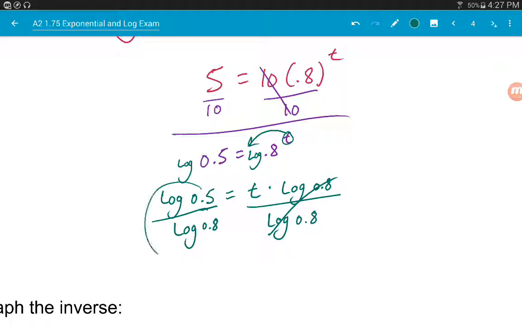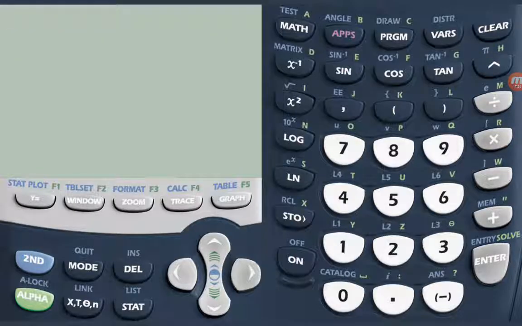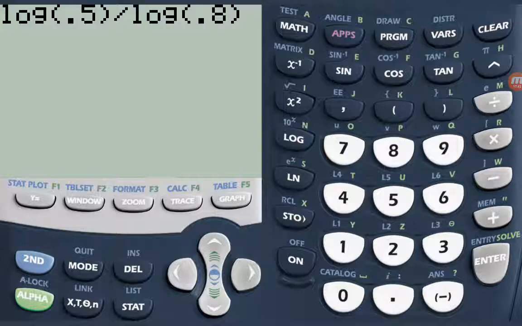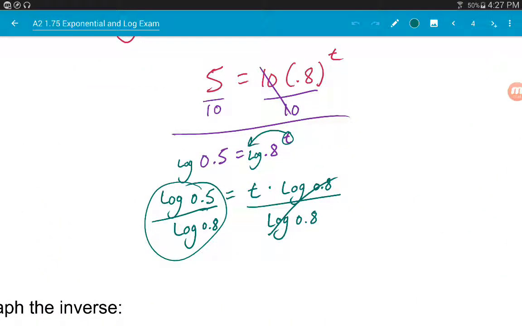And I just need to evaluate this with my calculator. Log of 0.5 divided by log of 0.8. Enter. 3.106. So t is equal to 3.106 hours.